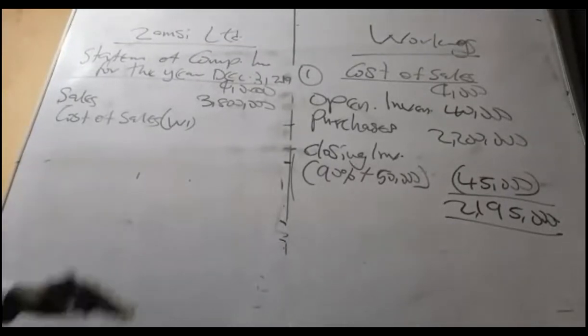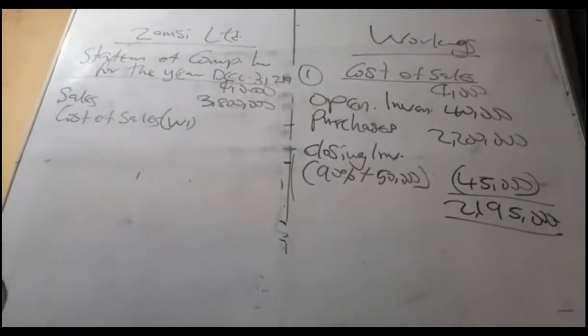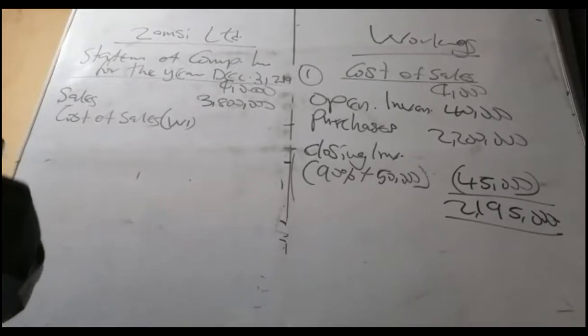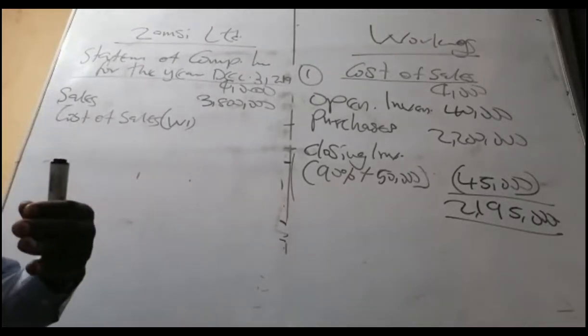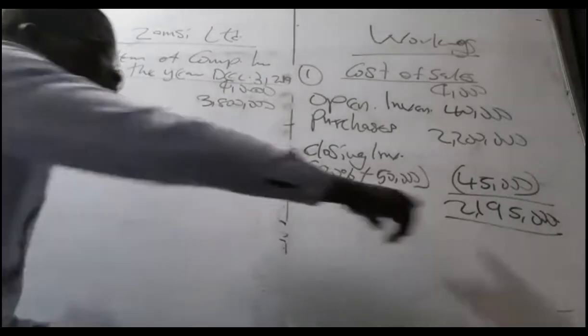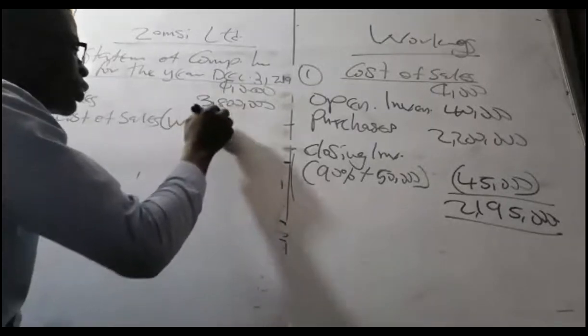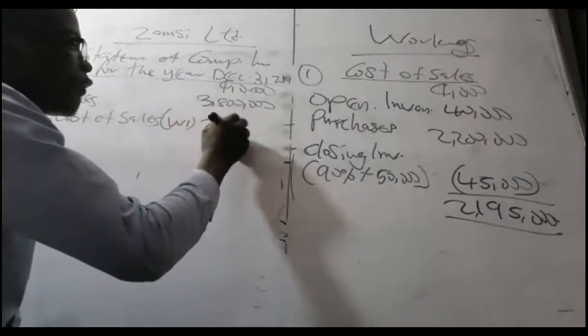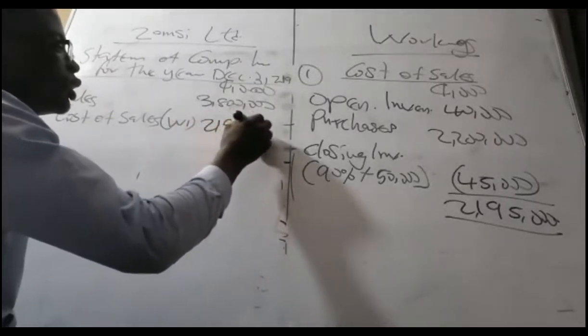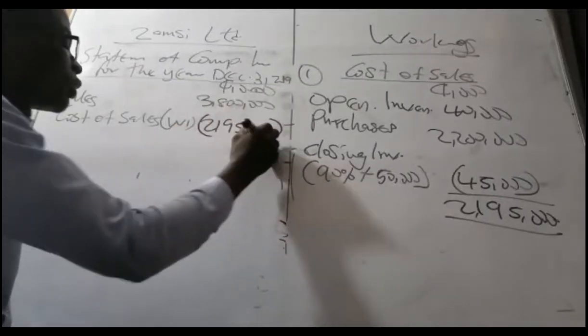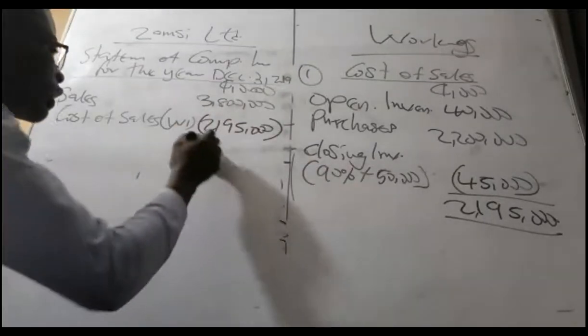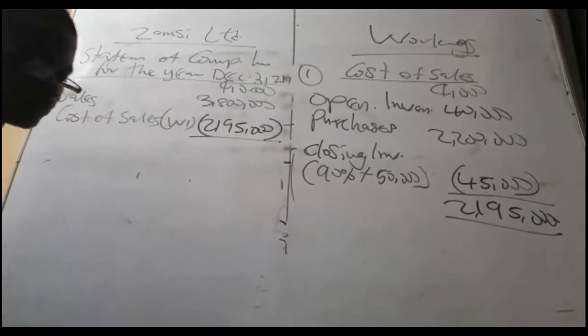As soon as you are done with the profit after tax, at least you have posted an average 95% of the items on the financial statement. So post them as and when you move. So I hope you've done it right. Good. Then when you bring this figure here, 219,500, put it in brackets. Then you subtract, then you get your gross profit.